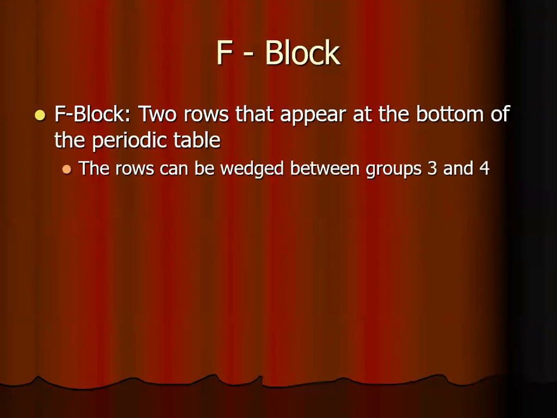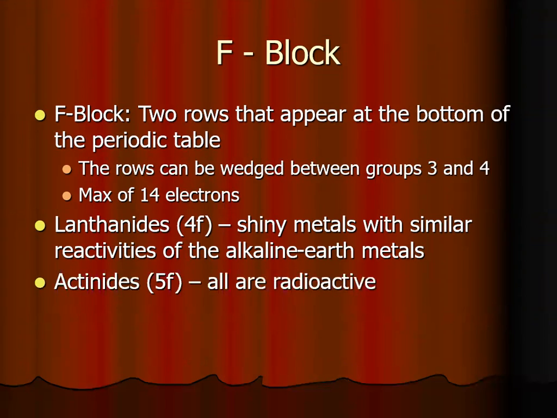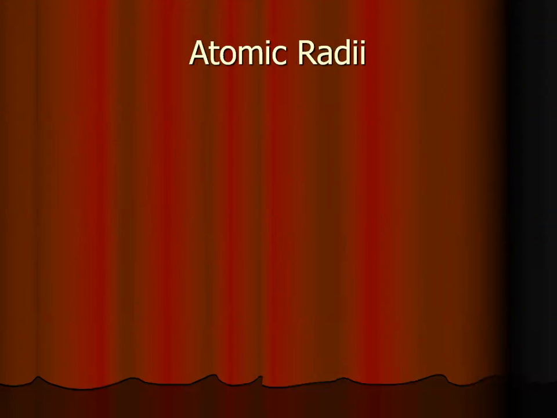The F block are the lanthanides and the actinides. The lanthanides are the 4f. They are shiny metals. They are very similar to the alkaline earth metals. That's what they're most similar to. The actinides are all radioactive. Key thing about this is there are only 4 that are found free in nature, from thorium to neptunium. So you're not going to find einsteinium in nature. That can only be made in a lab. All right, and so that's what we're going to end today.